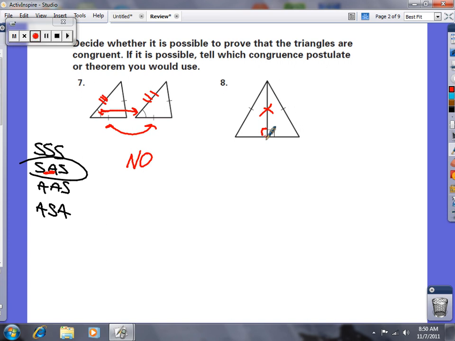So I've got a side and an angle. What order are they in? The order's this: side, side, angle, or angle, side, side. It's either one of these two, if you start here and go clockwise, or if you start here and go counterclockwise. So 8 is the exact same thing as 7. 8 is no. If I have a side and an angle, but the angle is not sandwiched between them, that's not enough information. So 8's no. What about 9?